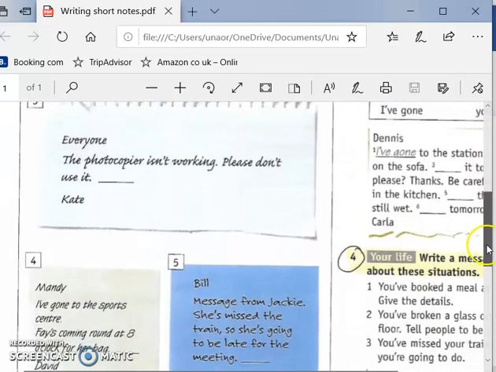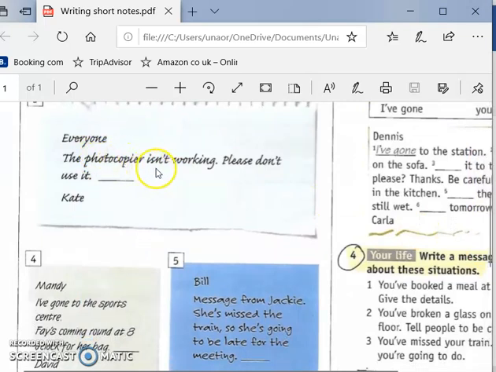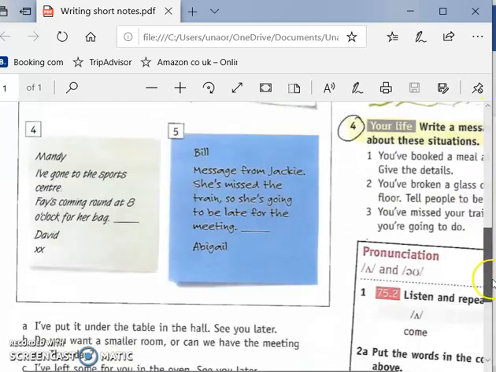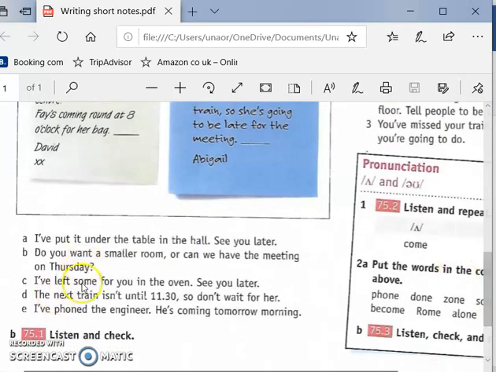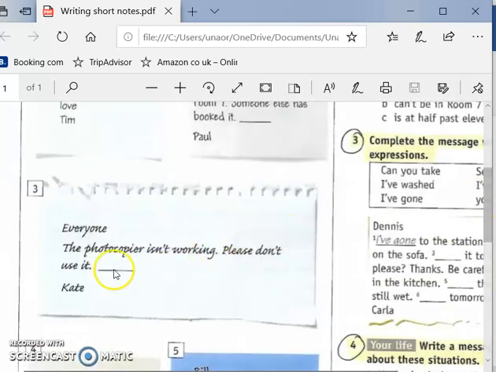Number 3, everyone, the photocopier isn't working. Please don't use it. Blank. Okay, from Kate. Okay, so we have used B and C. So it's either going to be, I've put it under the table in the hall, see you later. Unlikely with the photocopier. The next train isn't until 11:30, so don't wait for her. Not likely either. Or I phoned the engineer, he's coming tomorrow morning. Okay, so E would be the most likely option there, isn't it? The photocopier is broken, so she's phoned the engineer and he's coming tomorrow morning. So E would complete number 3.